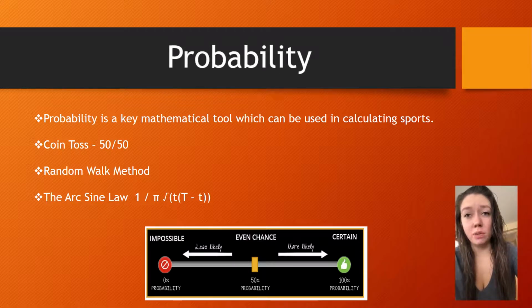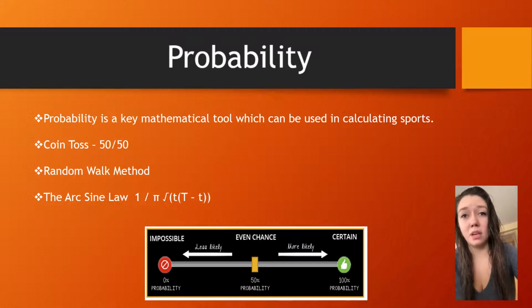Probability is a key mathematical tool which can be used in calculating sports. Calculating probability depends on the size of the lead and the time remaining in the game. In most games, one team or another scores points, which leads to the quantitative study and math. This includes the role of timeouts, if there is momentum, and the design of the field or arena.